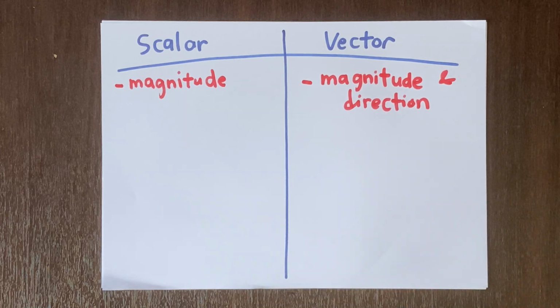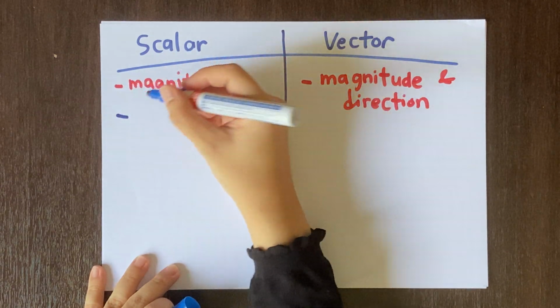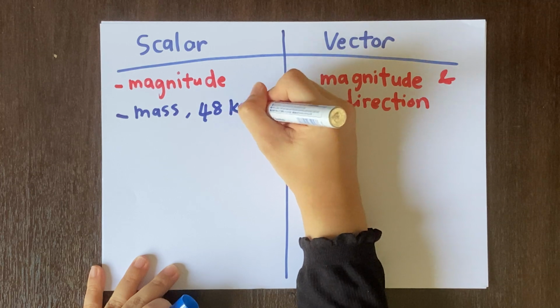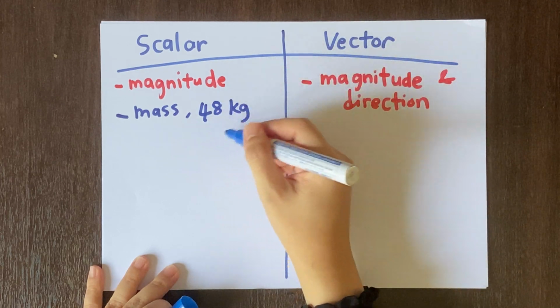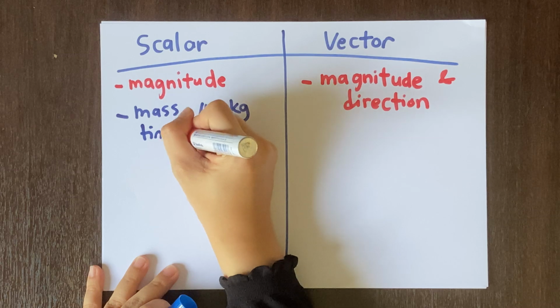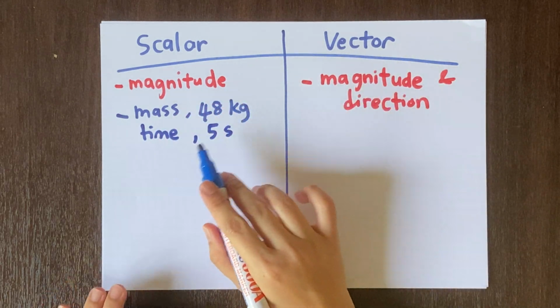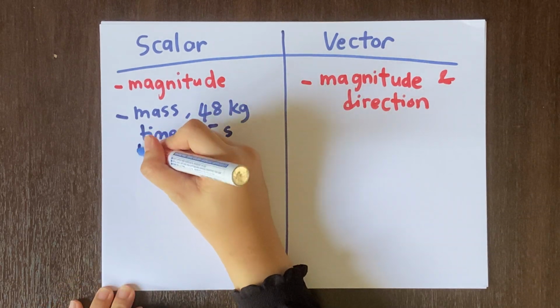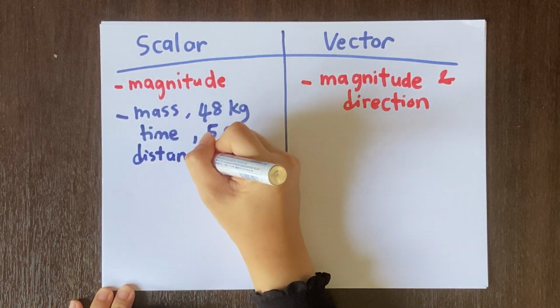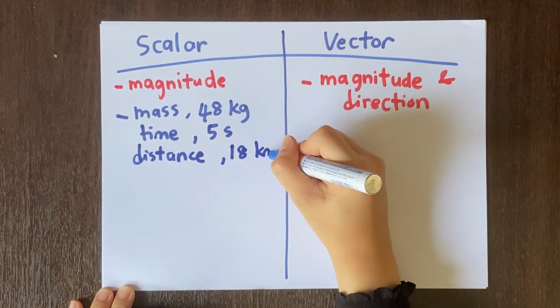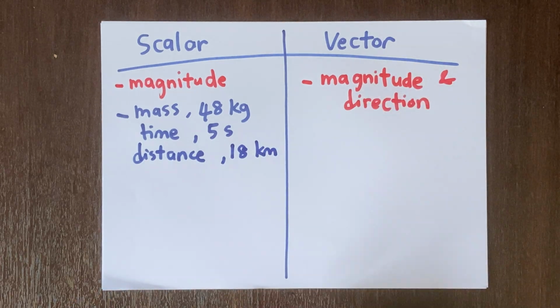Okay, give me an example of scalar quantities. Very good. Scalar quantity, for example, mass, 48 kilograms. Only value, right? Which is a scalar quantity. What else? Time, 5 seconds. So 5 seconds is a scalar quantity. There's no direction. Distance, 18 kilometers. So 18 kilometers is a scalar quantity, or the distance is a scalar quantity.